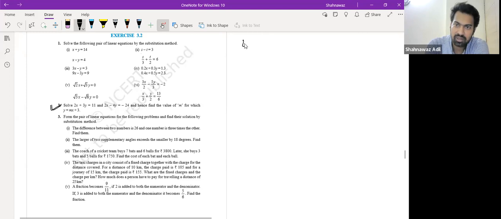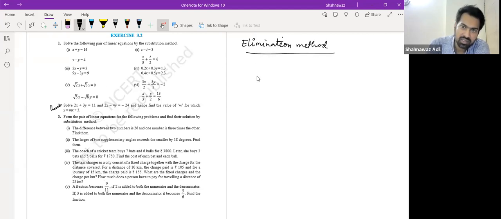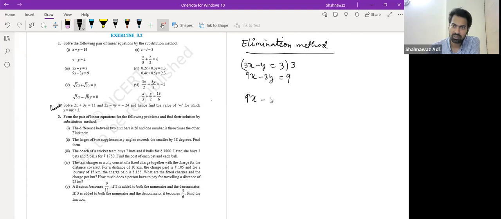The elimination method, as the name suggests, we have to eliminate, not somebody, but these coefficients. So we have 3x minus y equals 3 and 9x minus 3y equals 9. In the elimination method, x has coefficients 3 and 9, and y has coefficients 1 and 3. We make one of the coefficients the same. So let's say this is 3x minus y. What should we multiply here so that we get the same coefficients? 3, right? So this would be 9x minus 3y.